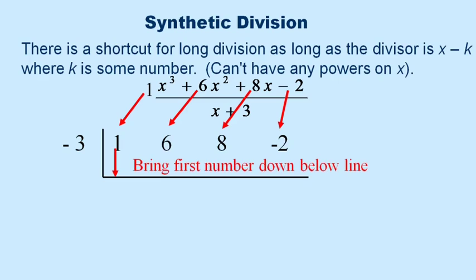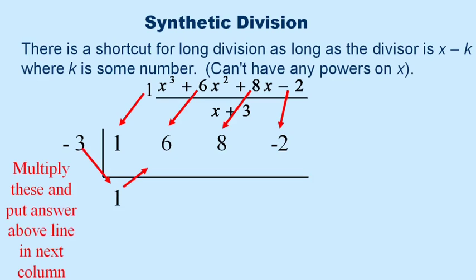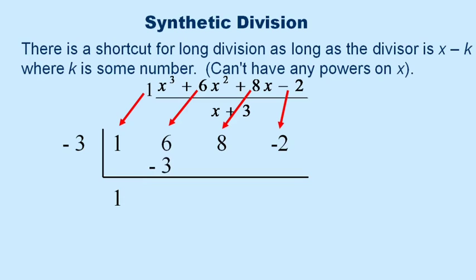Next, we will bring the first number below this line. After that, we're going to multiply minus 3 and 1, and write it in the next column. In the next column we have 6, so we will write the product of minus 3 and 1 just below 6. Minus 3 times 1 gives us minus 3, so we write this minus 3 just below 6, and then we add these two: 6 plus minus 3 gives positive 3.